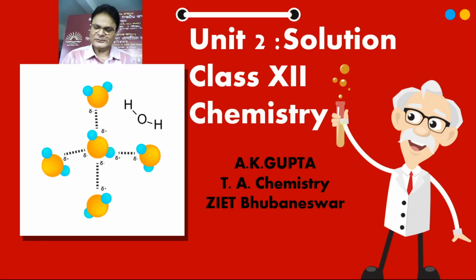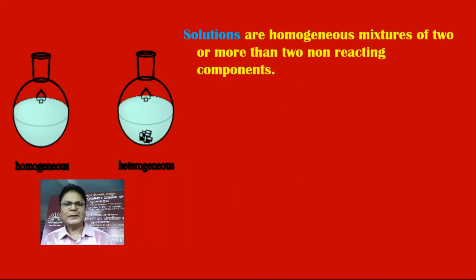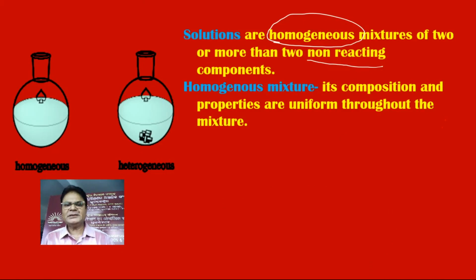In this video, I will discuss the definition of solution, solvent, solute, then types of solution and how to express the concentration of solution. A solution is a homogeneous mixture of two or more than two components. Homogeneous means that the properties of the solution are uniform throughout.